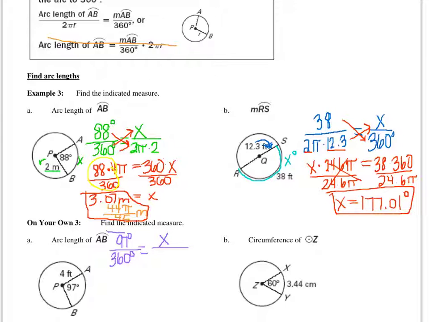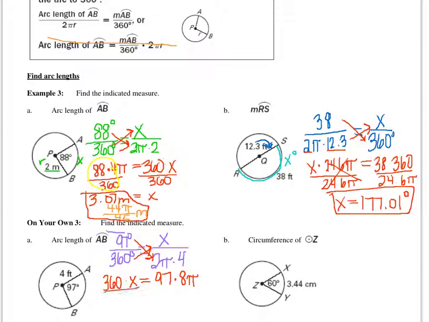So it's x over 2 pi times my radius, which is 4. So I've got 97 over 360 equals x over 2 pi times 4. And 2 pi times 4 is my circumference. Let's now do a little bit of cross multiplying here. So I'm going to cross multiply right here. 360 times x equals, let's cross multiply here, 97 times, now 2 times 4 is 8 pi.